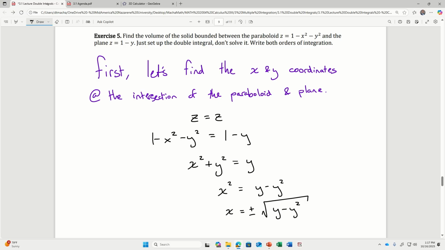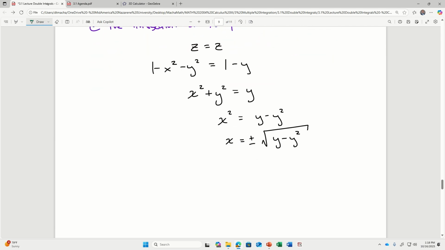Oh, I'm going to have to write both orders of integration anyways, apparently. So we're going to have to do it the easy way and the hard way. Anyways, this is going to be the places where these two surfaces, the plane and paraboloid, intersect each other, along these x and y coordinates that satisfy this relation.